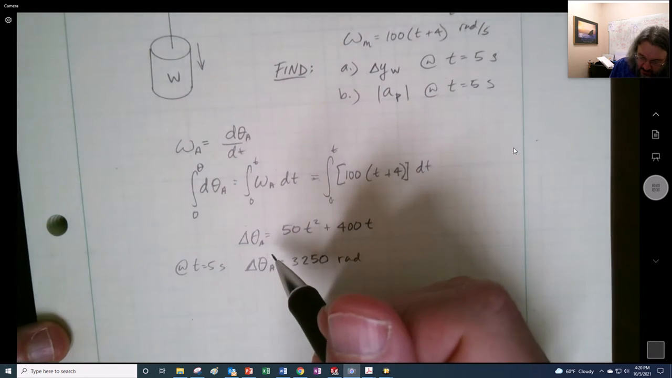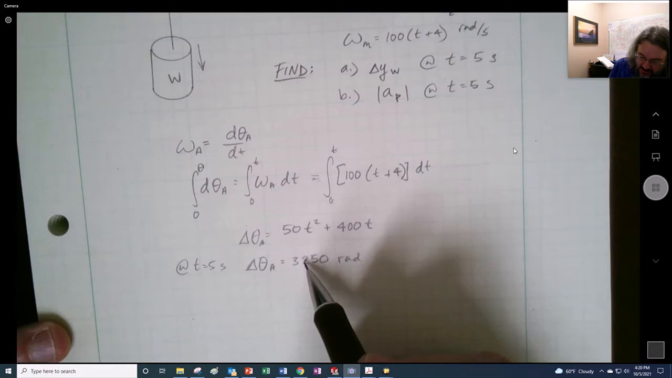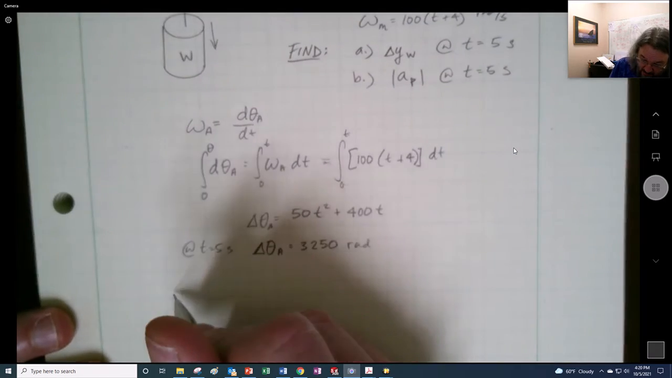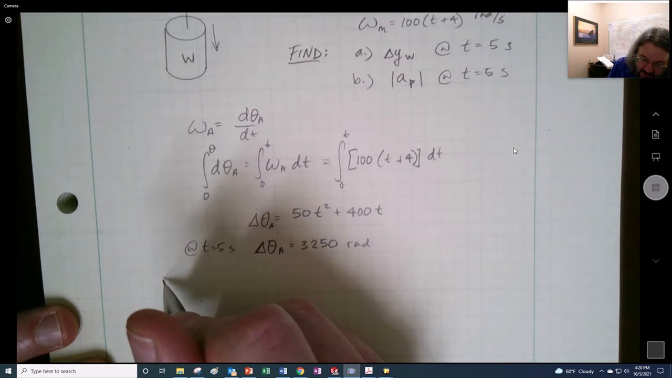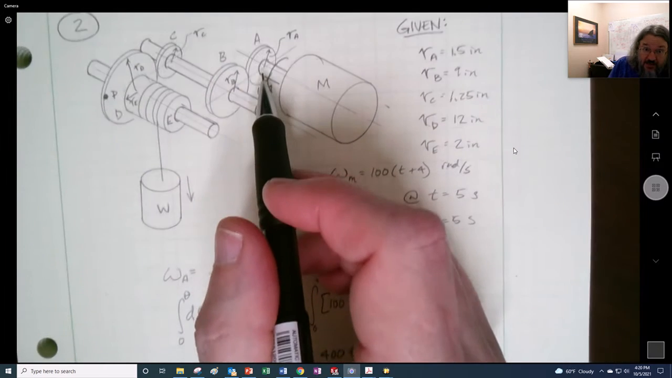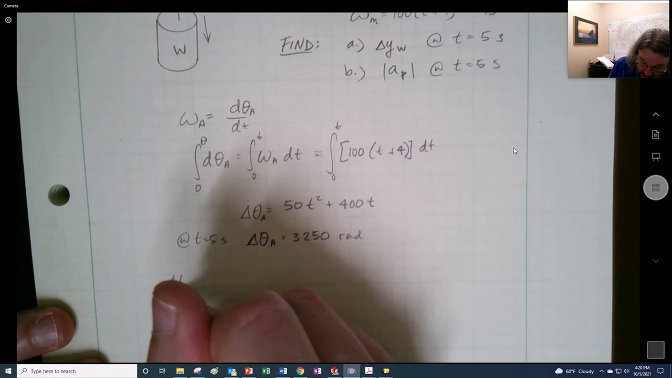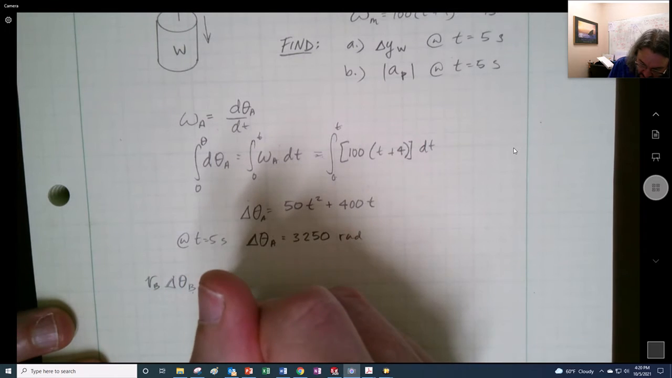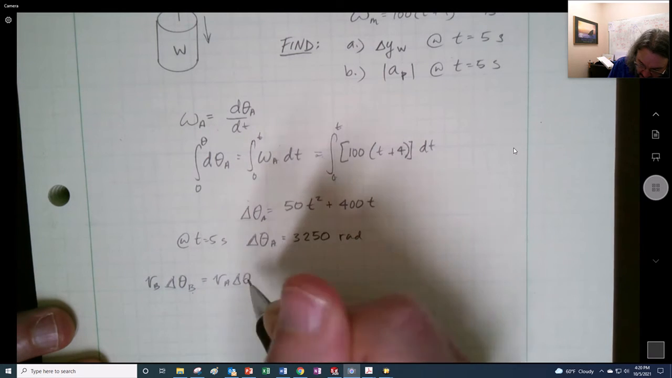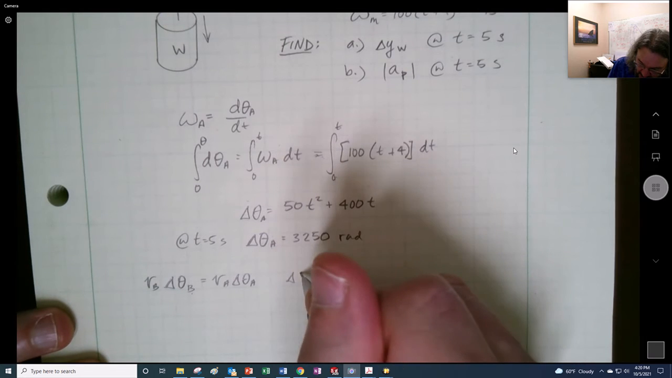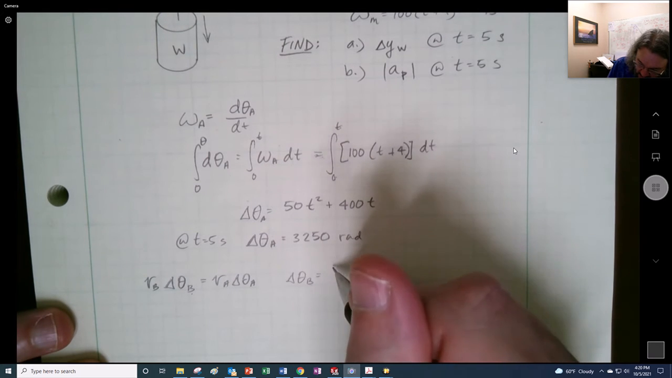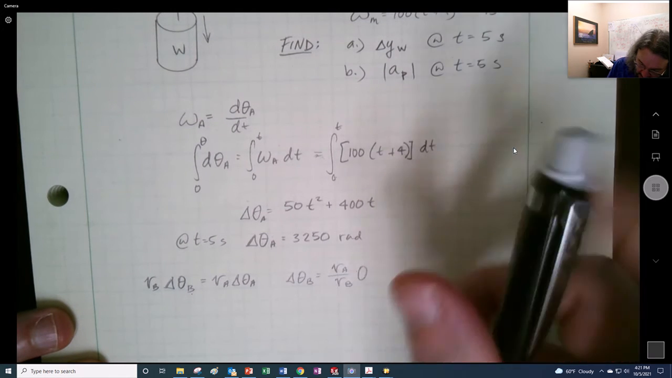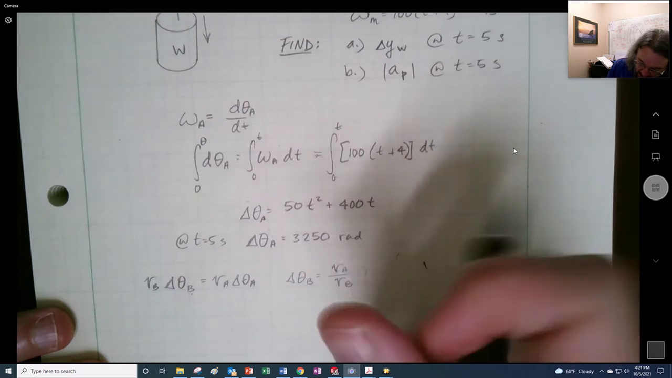Let's go ahead and find the amount of distance this thing has moved now that we know this amount of radians right here. So we can say that the distance these two have in common is RB times theta B equal to RA times delta theta A. So delta theta B is going to be RA over RB times delta theta A. I want to keep the delta in there.